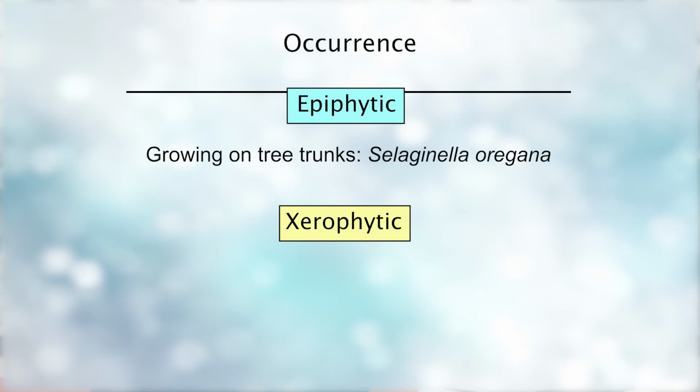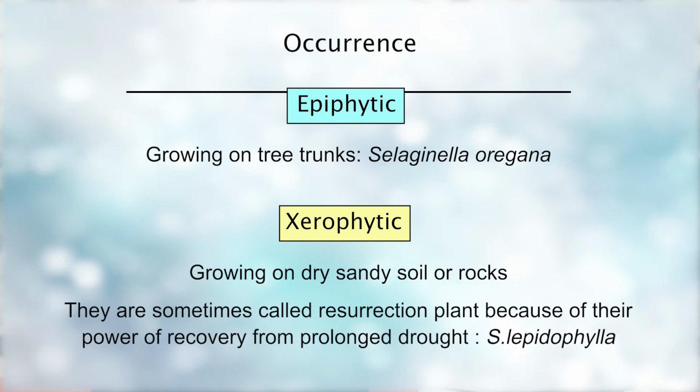Epiphytes are those which grow on tree trunks and xerophytes grow in areas where there is a stress of water or in drought conditions. These xerophytic plants are also known as resurrection plants. That is, they have the capability to regenerate themselves after the drought period is over.